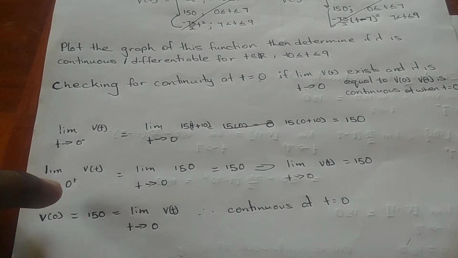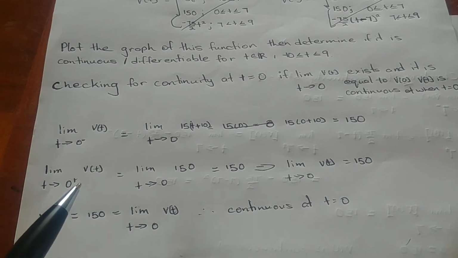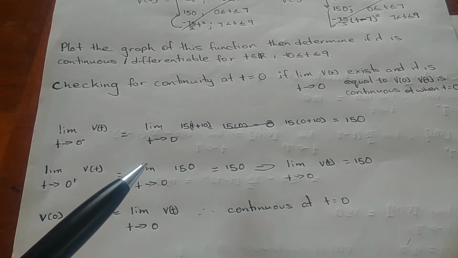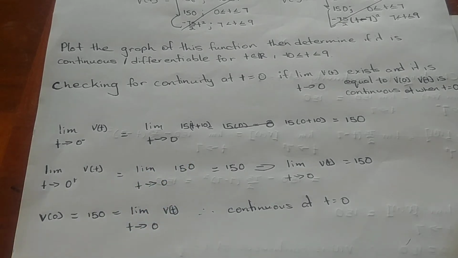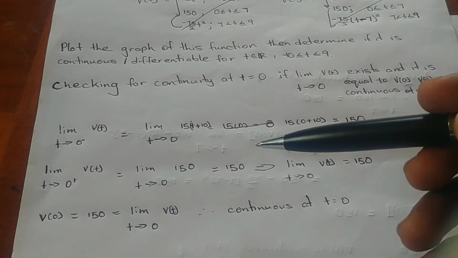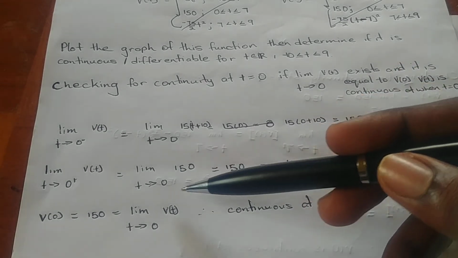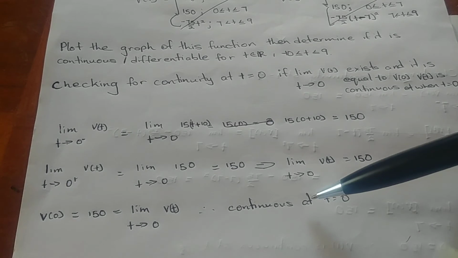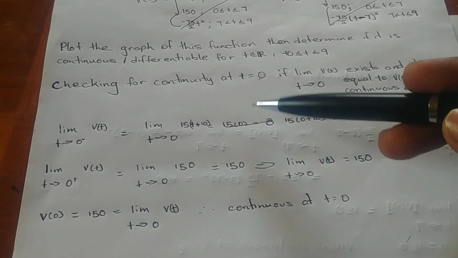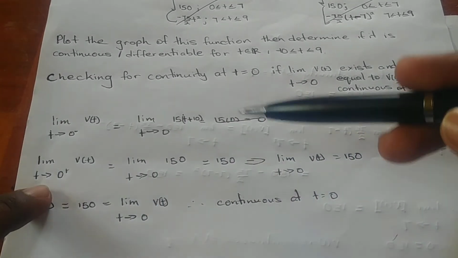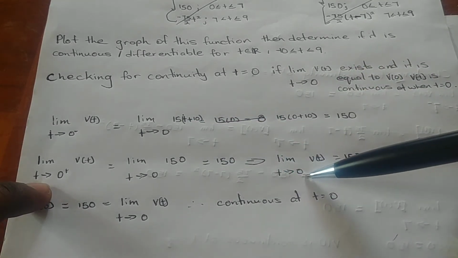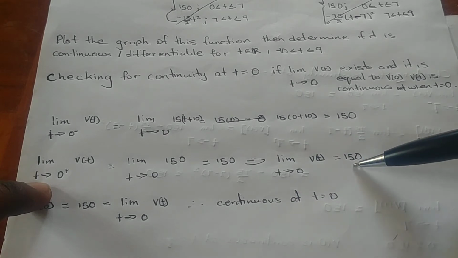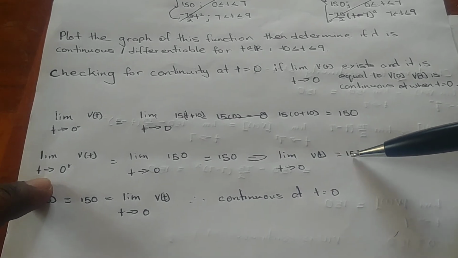Now, we also do the limit when approaching from the right. So the limit of v of t as t approaches 0 from the right is equal to the limit as t approaches 0 of 150. That's the function we use because we come in from the right. So that is equal to 150, because the limit of a constant is a constant. Since the limit from the left and the right is 150, they are the same. It means that the limit as t approaches 0 of v of t exists, and that value is 150.